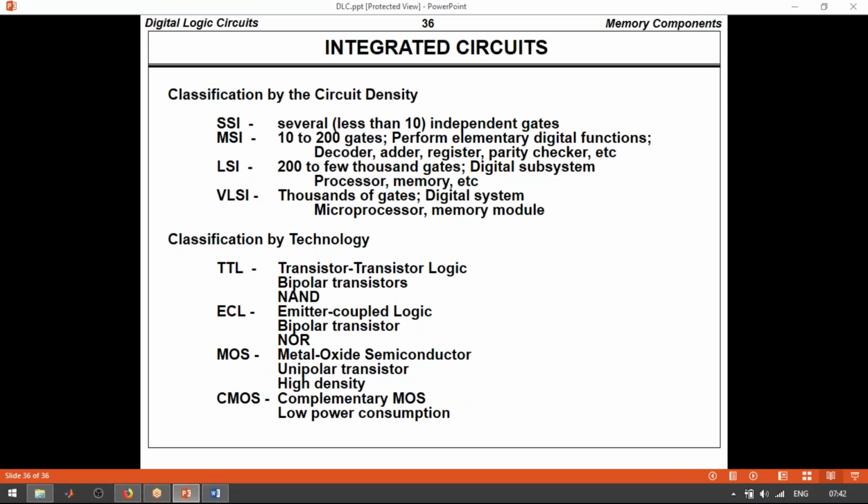Then after the fabrication of metal oxide semiconductor, we have CMOS devices. That means CMOS devices consist of both NMOS and PMOS devices. The main advantage of CMOS devices is low power consumption. Low power, yes. So that's why we prefer low power devices, which consist of only CMOS devices.